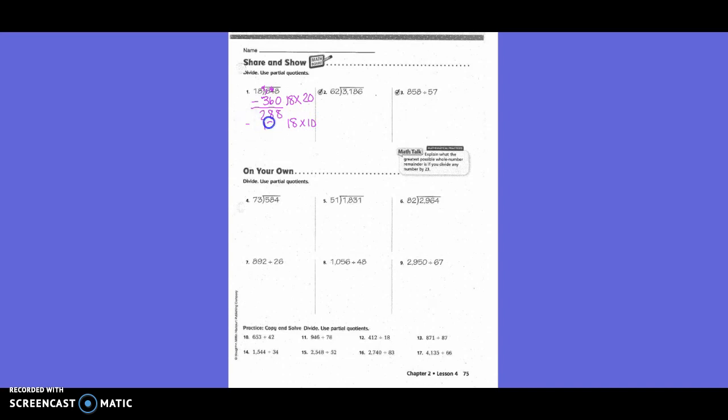So 288 minus 180. 8 minus 0 is 8. 8 minus 8 is 0. 2 minus 1 is 1. Okay? So 18 rounded up is about what? 20, right? So how many times can 20 go into 100? 5. But let's look at this. 18 times 5. If I took 8 times 5, I'd have 40. So 0. Mentally carry the 4. 5 times 1 is 5. Plus 4 is 9. So I'd have 90. So could I do times 6? Yes. So 18 times 6 is 108.